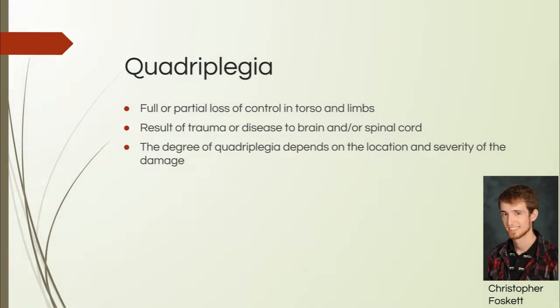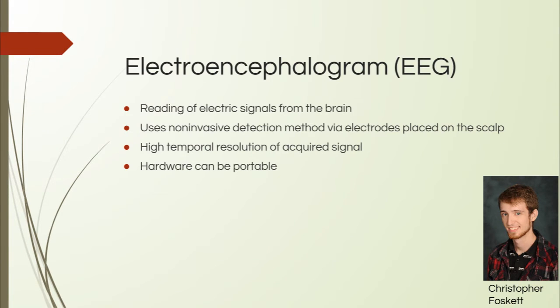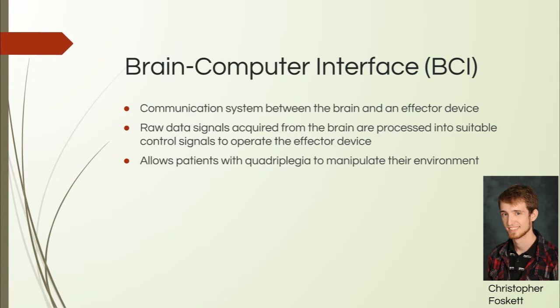Quadriplegia is a partial or full loss of control of a patient's torso and limbs as a result of trauma or disease to the brain or spinal cord. Electroencephalography is the detection of electrical signals in the brain using electrodes placed externally on the scalp. The portability and temporal resolution of EEG-based data acquisition makes it ideal for use in brain-computer interfaces. Brain-computer interface is the communication between the brain and an effector device.